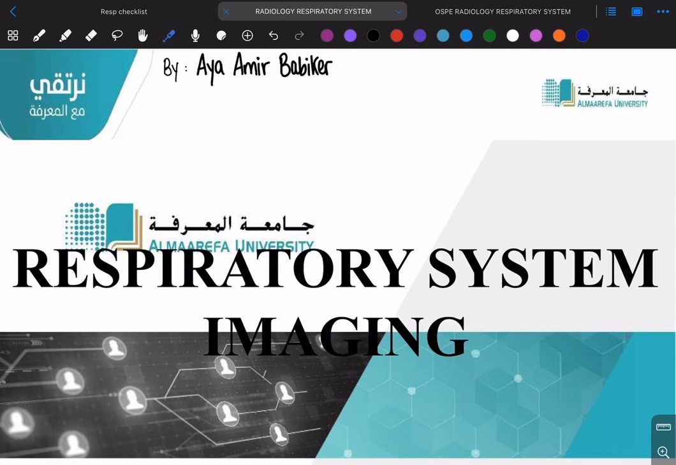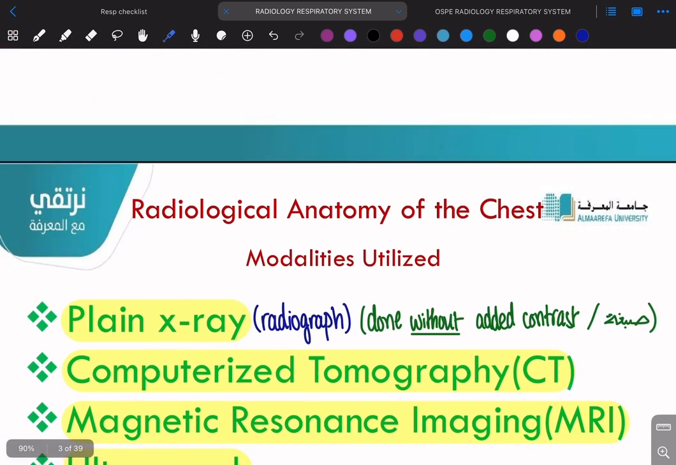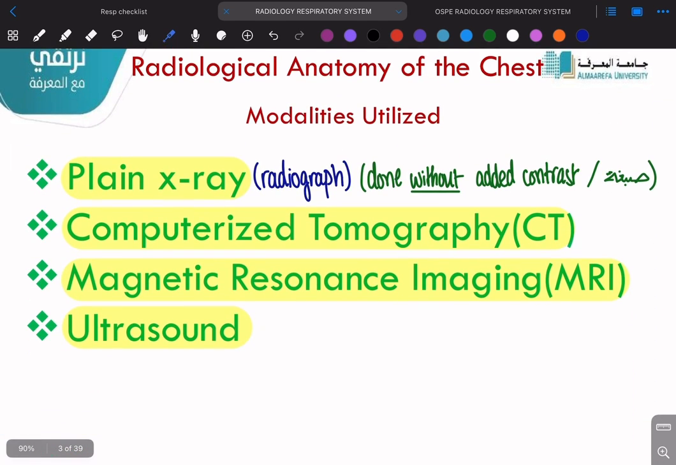Today I'll be explaining the two radiology lectures of this block. So bismillah, let's start. First of all, we need to know that in this lecture we're going to cover the plain x-rays, the CT scans, MRI and ultrasounds. These three, we're going to talk about them very briefly at the end of the lecture. The main focus is going to be on the plain x-ray.